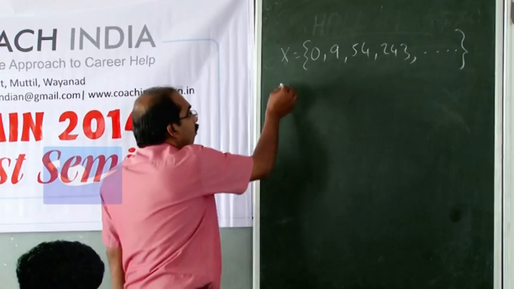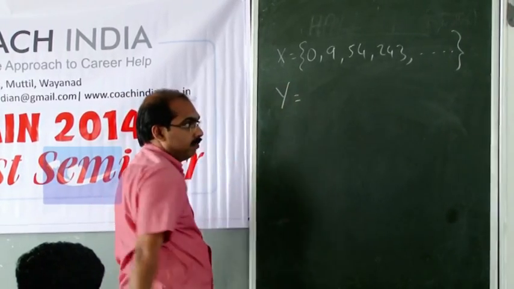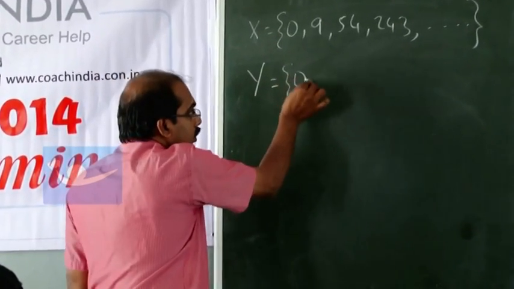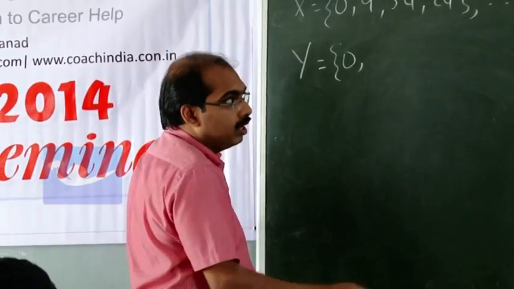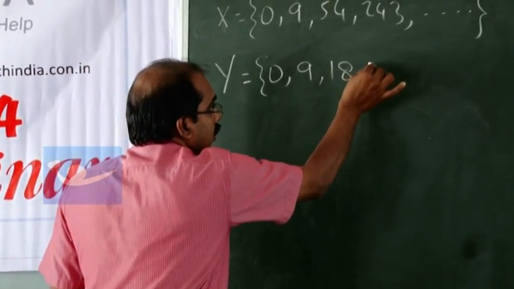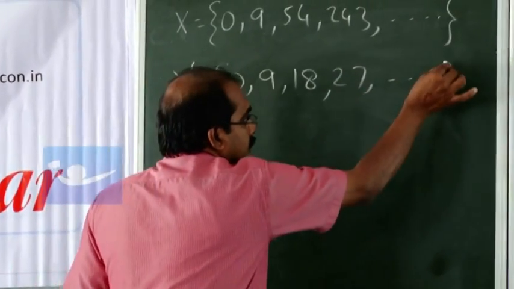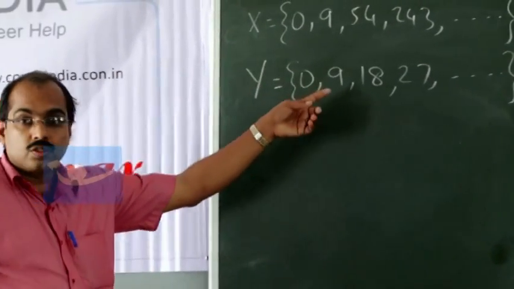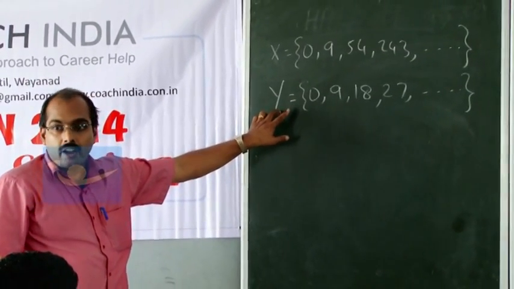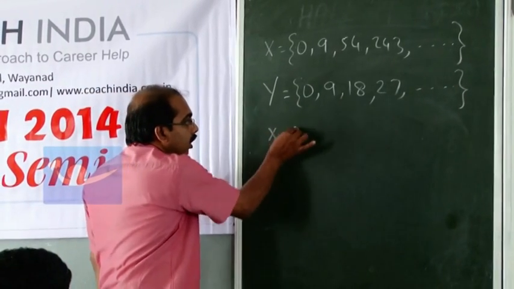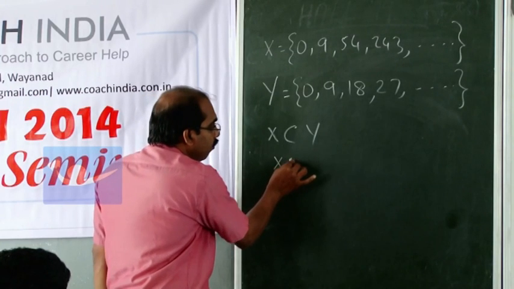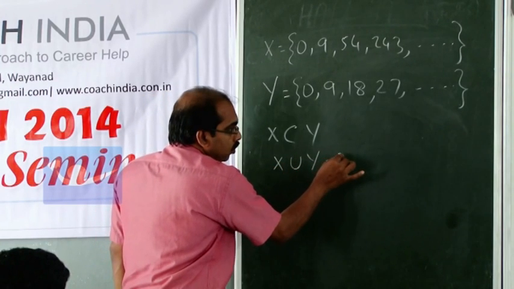Now, while we see the set y, while we give n equal to 1, we are going to have 0. While giving n equal to 2, we are going to have 9, 18, 27, like that. And you can see that all multiples of 9 are included in the set y. So, definitely we have x is contained in y, so that we will have x union y equal to y.